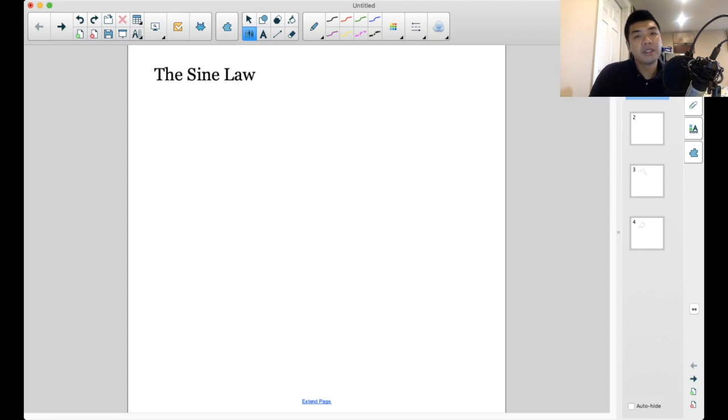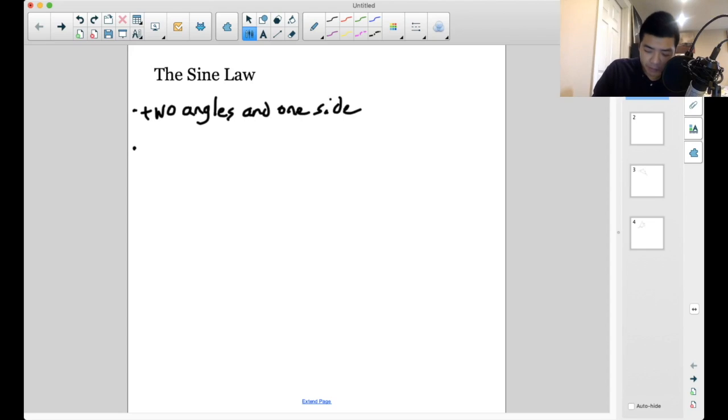Now, first things first, the sine law can be used in one of two scenarios given by these characteristics. When you know two angles and one side. So that can be any two angles and any one side. The second scenario that we can talk about is when we're given two sides and a non-included angle.